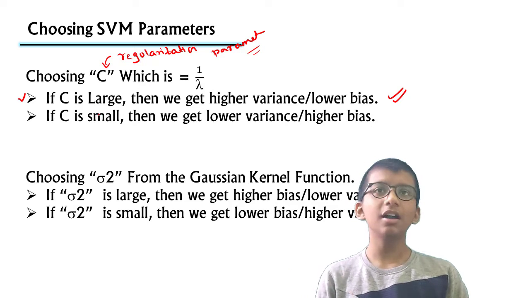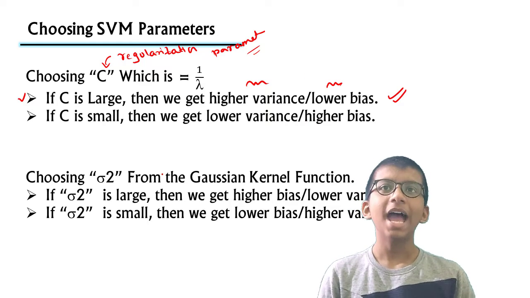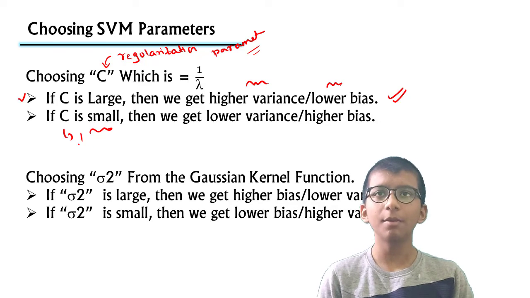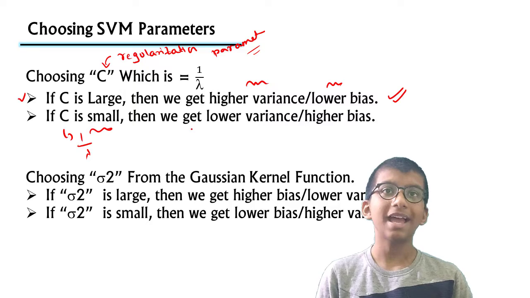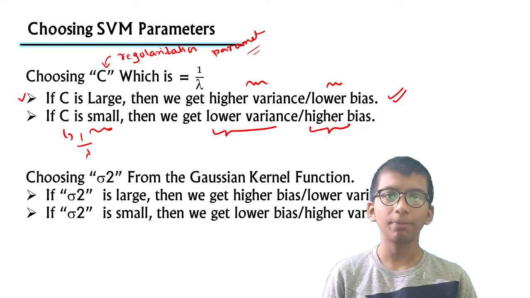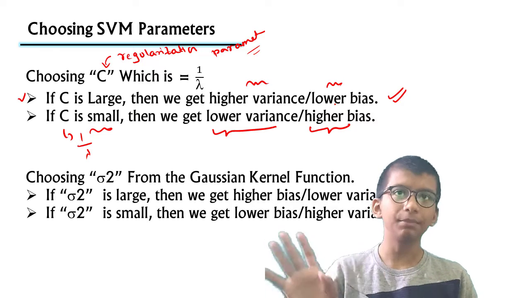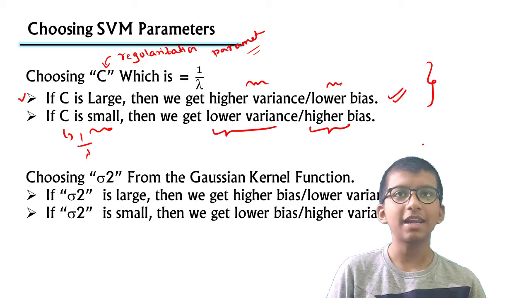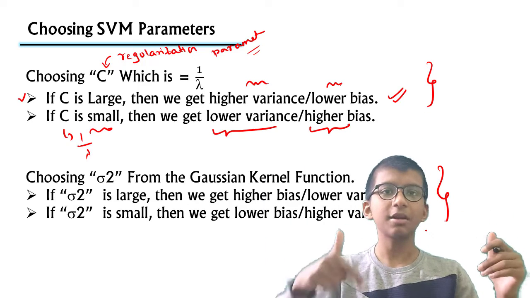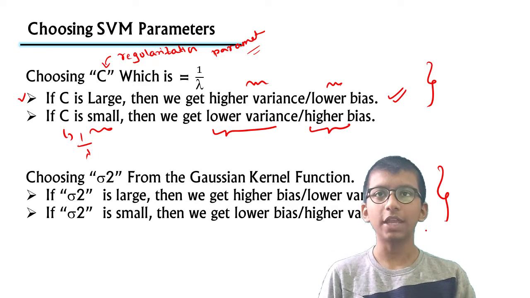So if C is very large, then we get higher variance and lower bias. And if C is small, C being the regularization parameter 1 upon lambda, then we get lower variance and higher bias. Okay, nothing more to understand here. It's very simple. You can revisit the notes for this in the description box below. Be sure to take a look at that after seeing this video.